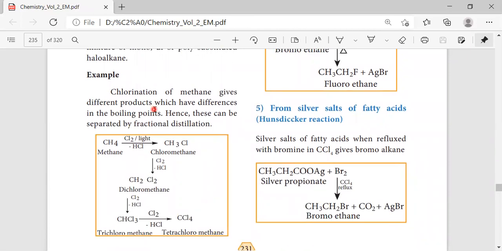The example is methane reacting with chlorine in UV light. It leads to form methyl chloride or else chloromethane. Then with further reaction, it leads to form dichloromethane, and on further reaction, it leads to form chloroform or else trichloromethane, which on further treatment leads to form carbon tetrachloride or else tetrachloromethane.